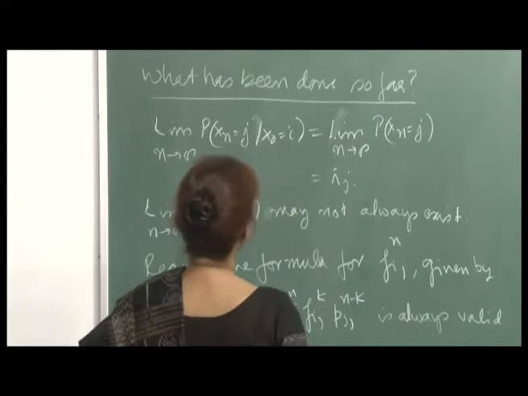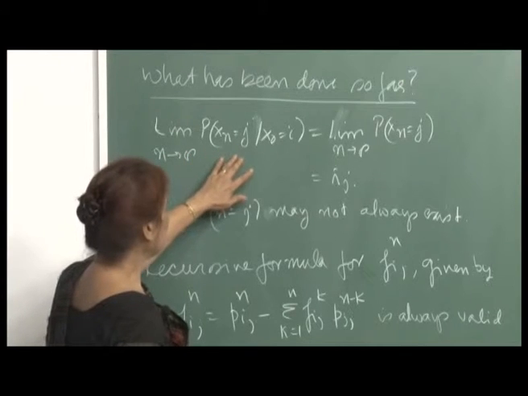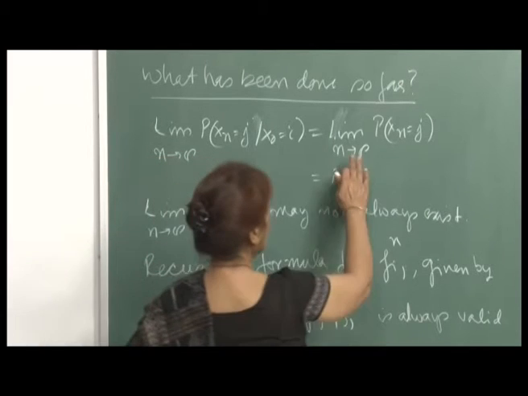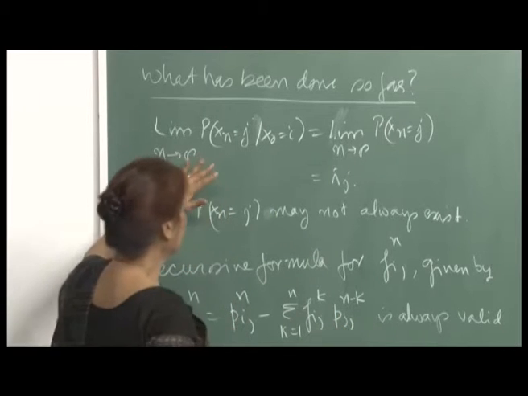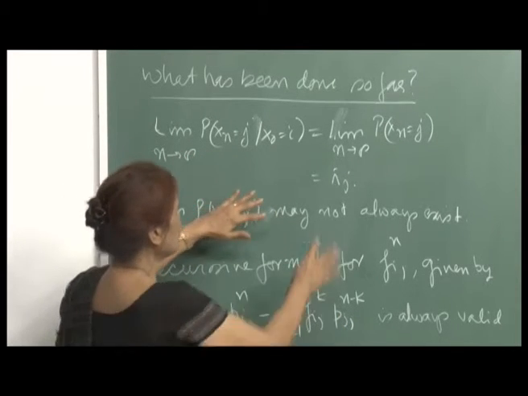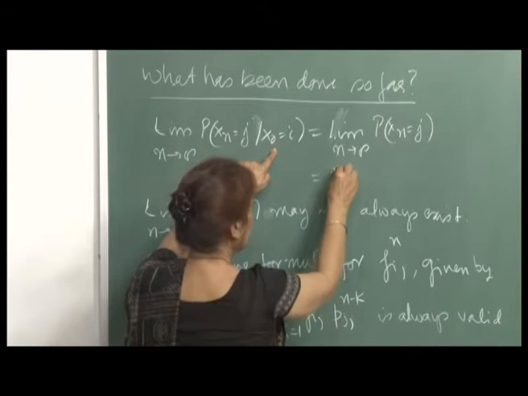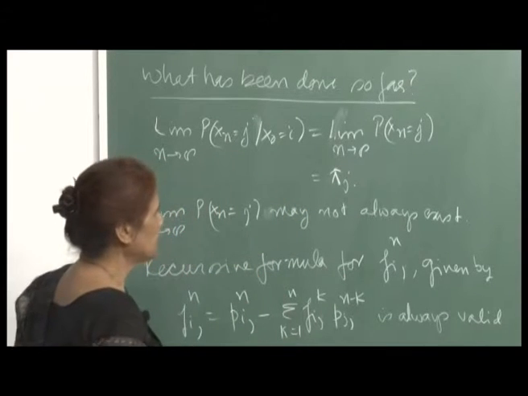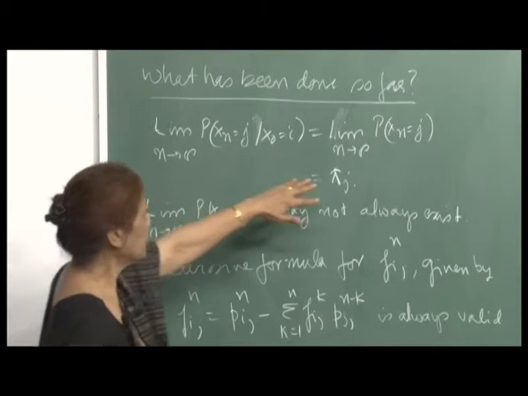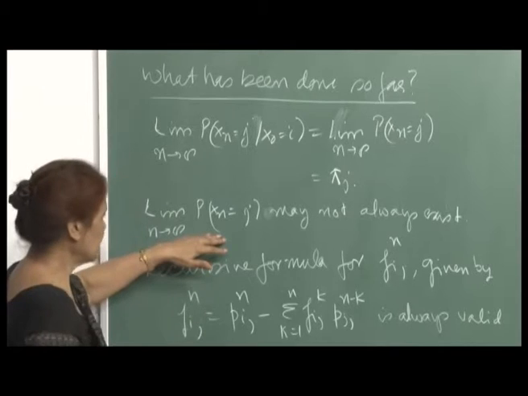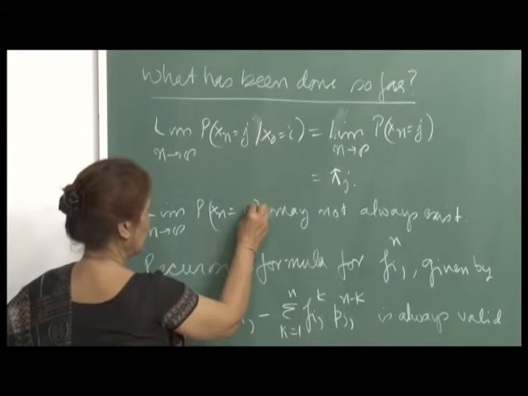So, let us just recall what has been done so far. We said that the limit of the probability that X n equals j, given that X naught is i, is actually the limit of P X n equal to j, and then we defined this as pi j. So, this was the tacit assumption that this limit exists and that it is independent of the initial state, and therefore, we said that you can solve these pi j's through a system of linear equations, right, and that is what we did. But this was under the assumption that this limit exists, but now it is not really true that this will always exist, and this is what we need to now talk about and find out.